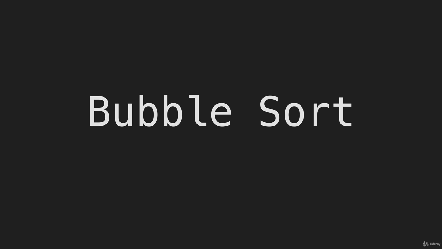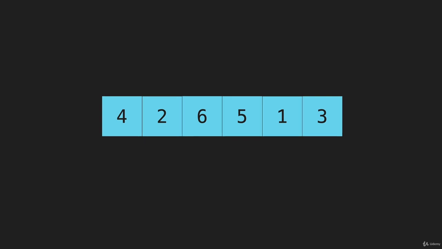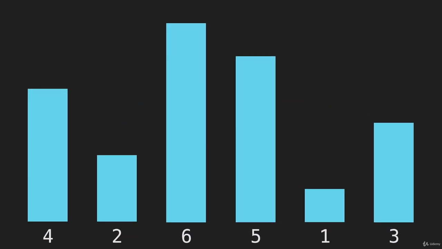So bubble sort is going to be our first sorting algorithm. It's probably the easiest one that we're going to do. So I'm going to bring up an array like this, except I'm going to show it like this.